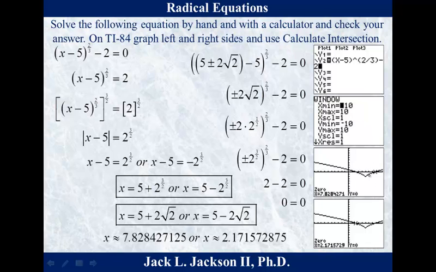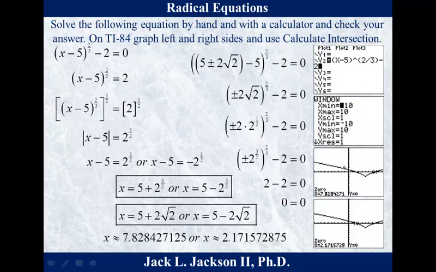Then I just want to do a calc 0, which is second trace, and then choose, I think it's number 2, calc 0. It's going to ask you for a left bound. You go to the left side, somewhere over here, hit enter, then somewhere over here to the right, hit enter, and then somewhere close to the point of intersection and enter it, and we get 2.17. And similarly up here, the other one, go left and right of this root and get close to it and hit enter, and it's going to give you about 7.8 something. Those are the same numbers I got by plugging into my calculator 5 plus 2 times the square root of 2, or 5 plus 2 to the power 3 halves.